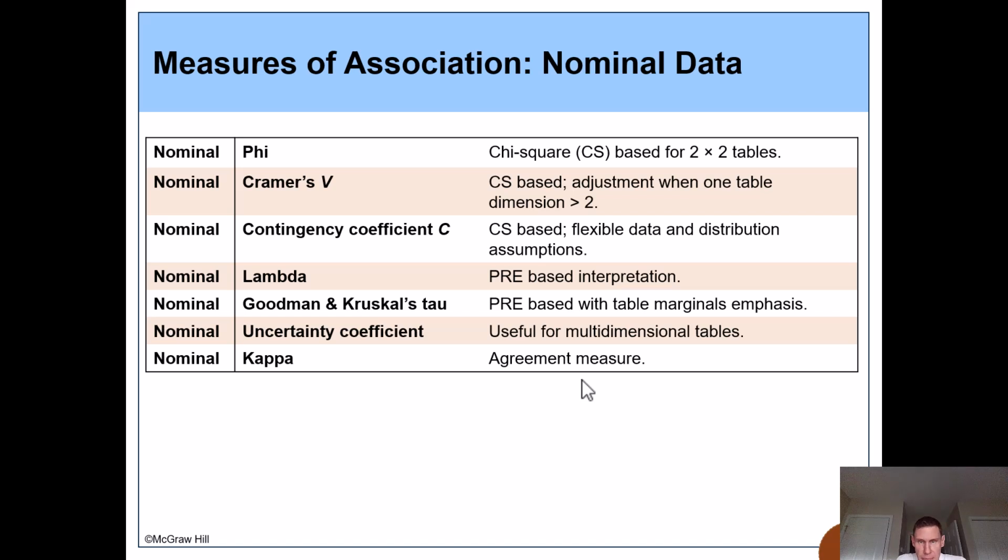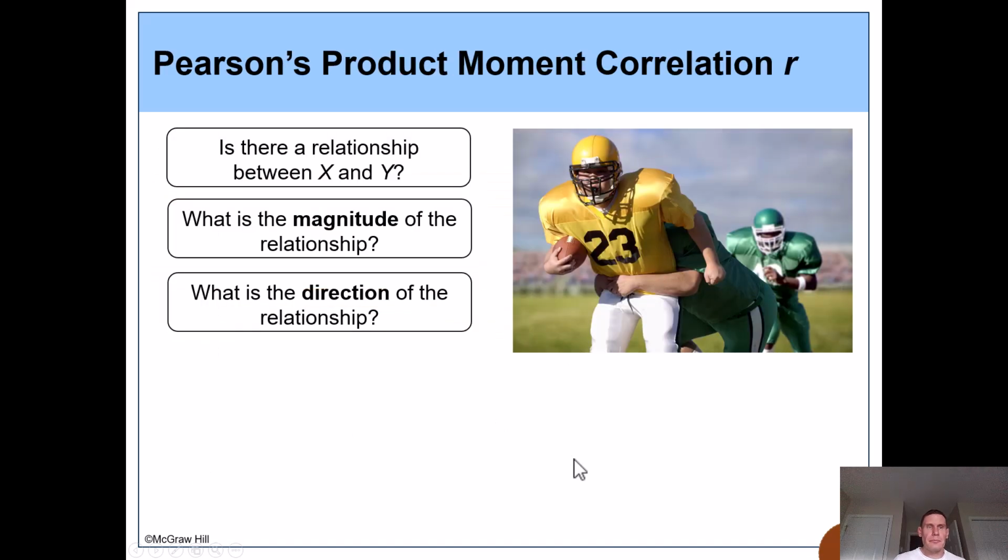Uncertainty coefficients can be useful. That's useful for multi-dimensional tables. And then a kappa is sort of a measure of agreement, if you will.